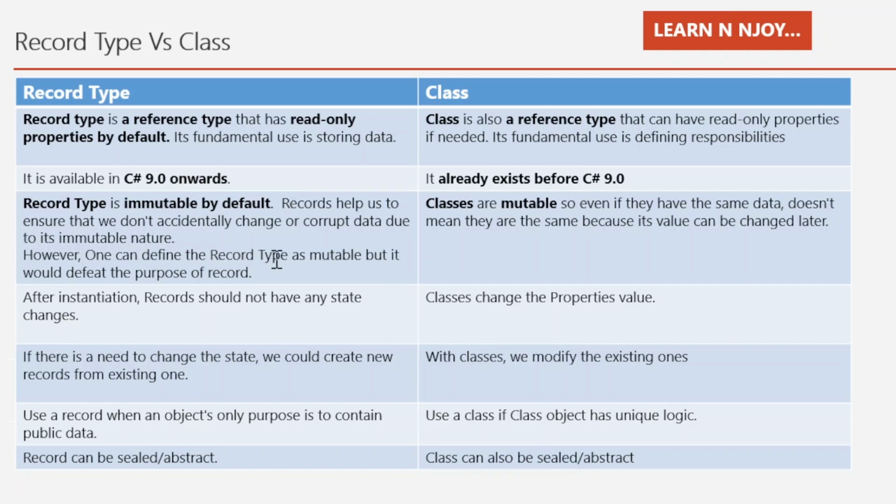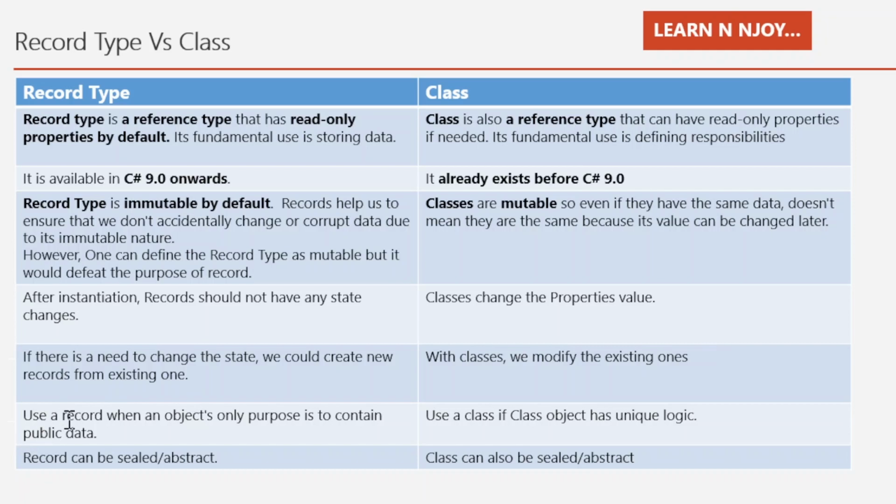However, one can define the record type as mutable, but it would defeat the purpose of record. Whereas classes are mutable, so even if they have the same data, it doesn't mean they are having the same data, because its value can be changed later. Number 4. After instantiation, a record should not have any state changes, whereas classes change the properties values. Number 5. If there is a need to change the state in record, we could create a new record from the existing one. With classes, we modify the existing one.